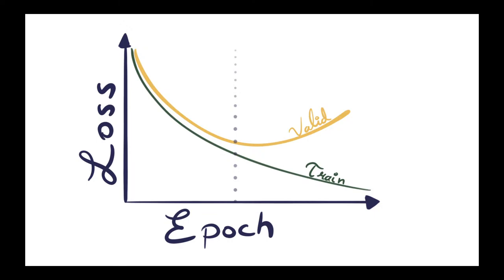We usually train the model like this on the entire training set for several epochs. After each epoch, we evaluate the model loss on the validation set that the model is not trained on. Once the loss of the model on the validation set starts to go up, we stop training the model. So we'd stop training the model once we reach this point around here.